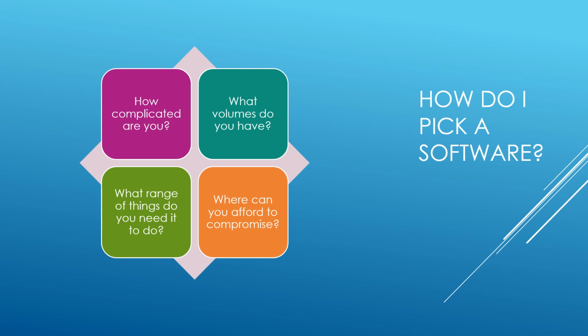So how do you pick them? Here's my 4 things to look at. What you need depends on how complicated you are. What do you need to report on? Do you need to report to a lot of donors?